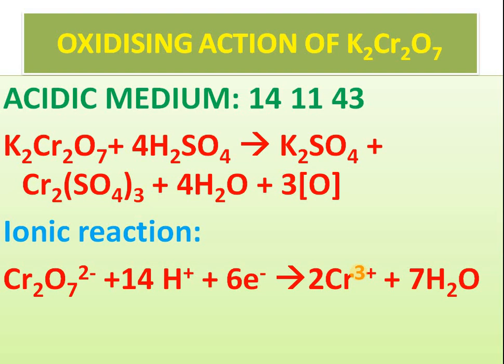Here also, I would like you to remember this number: 14, 11, 43. And what is that? This is the stoichiometric coefficient for this equation. K2Cr2O7 plus H2SO4 gives rise to K2SO4, Cr2(SO4)3, 4 water and 3 oxygen. So here you can see that you are getting 3 nascent oxygen. 3 nascent oxygen means this oxidizing action is lesser as compared to KMnO4 in acidic medium.